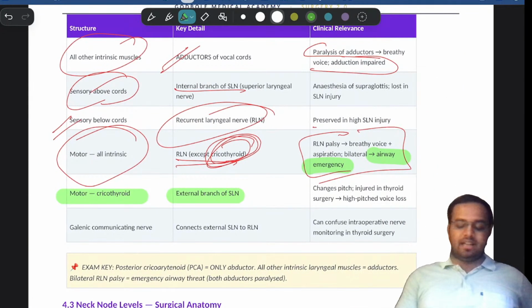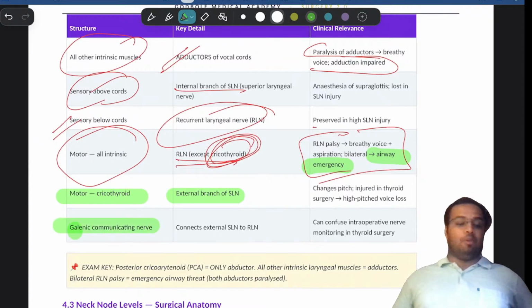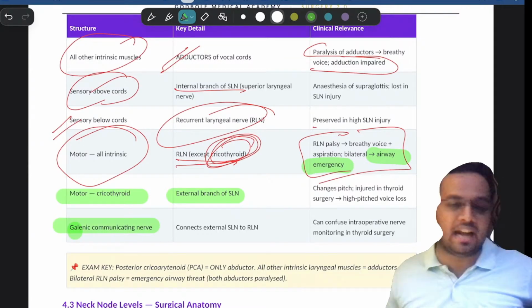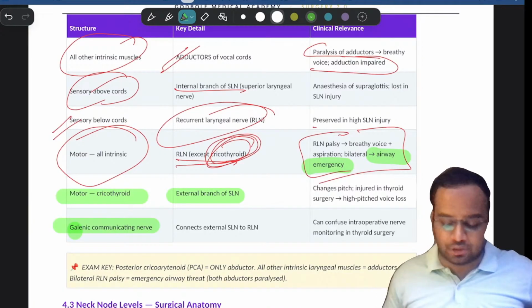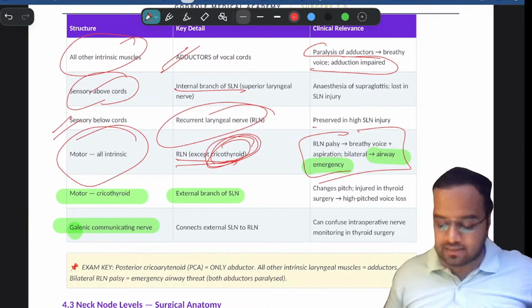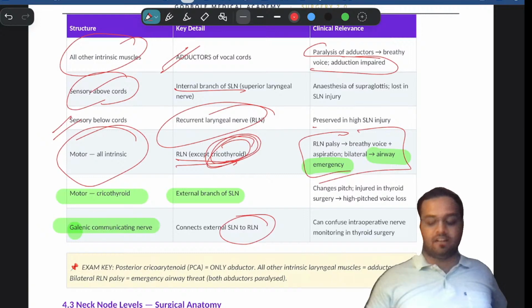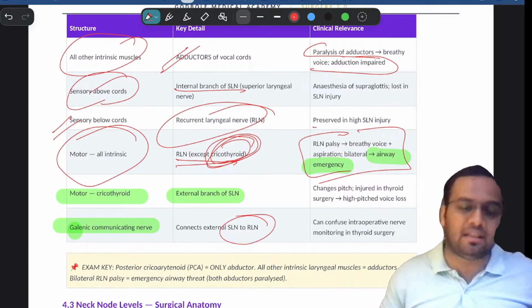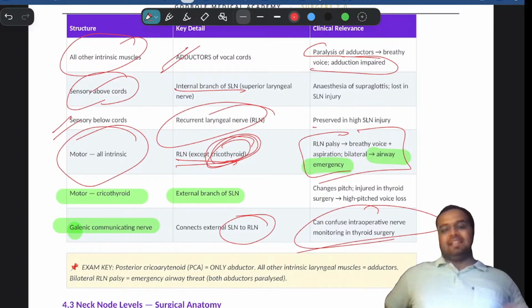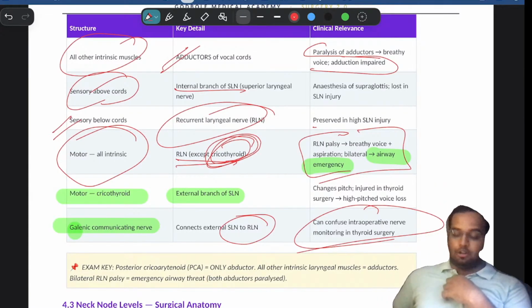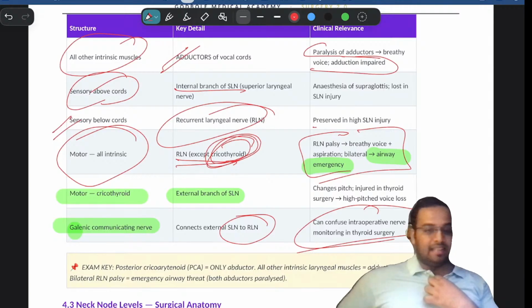Small MCQ point: there is a Galen's communicating nerve. Most of the time, what they have encountered is that even after cutting the recurrent laryngeal nerve, the supply is still intact. Why is that so? Because there is a small nerve which connects the superior laryngeal nerve to the recurrent laryngeal nerve, and it might confuse the nerve monitoring during thyroid surgery. But that is a rare anatomical variation, not seen in all patients, so you might not encounter it. But if it comes in the exam, you should know what it is.